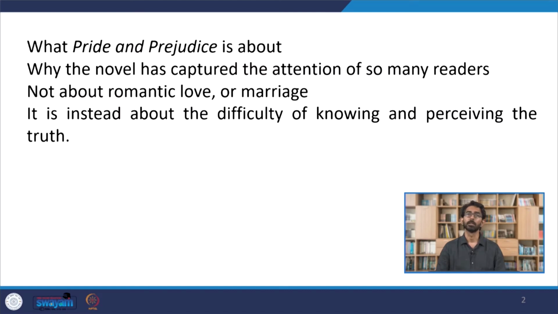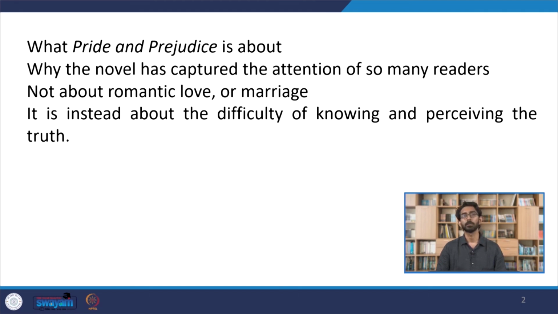Now, on the surface of things, the novel has a very conventional romantic plot. It seems to be a novel that idealizes romantic love culminating in marriage. However, if one looks very closely at how the novel derives its power, how the novel keeps readers engaged, and how the novel produces moments of great enjoyment, appreciation, and also education for its readers, one will notice that it is not a novel about romantic love or marriage per se. Instead, it is a novel about the difficulty of knowing.